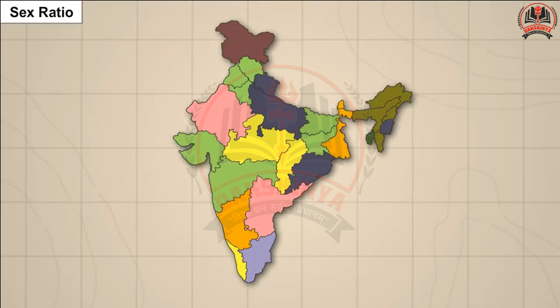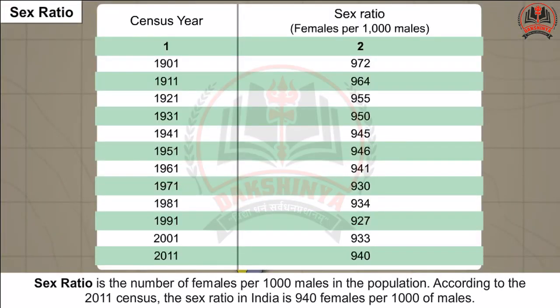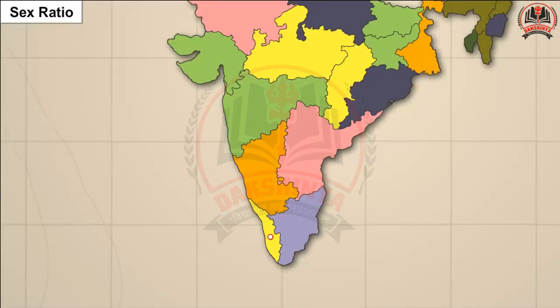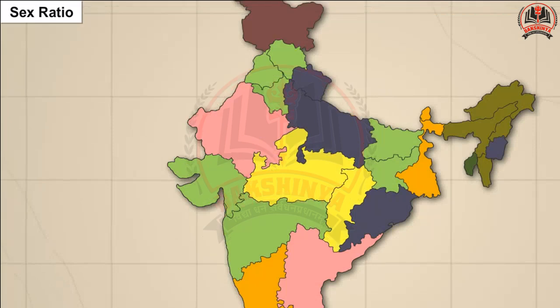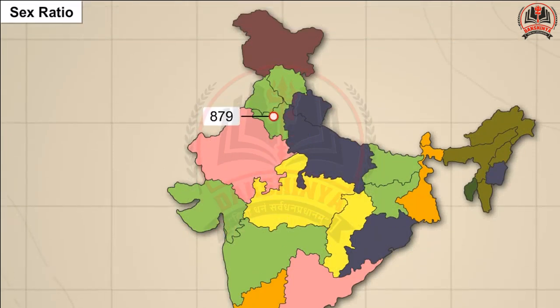Sex ratio. Sex ratio is the number of females per 1,000 males in the population. According to the 2011 census, the sex ratio in India is 940 females per 1,000 of males. Kerala has the highest female sex ratio, 1,084, while Haryana, 879, and Delhi, 868, have the unfavorable sex ratios.